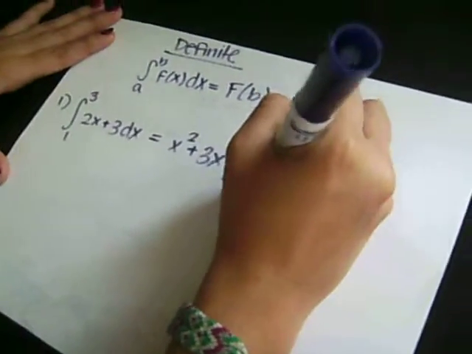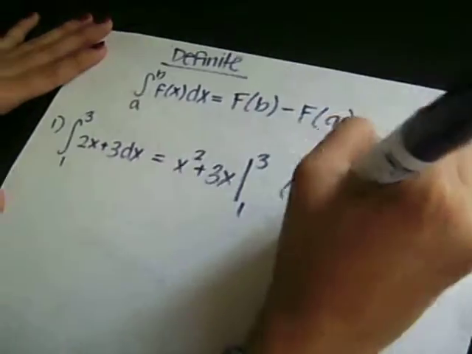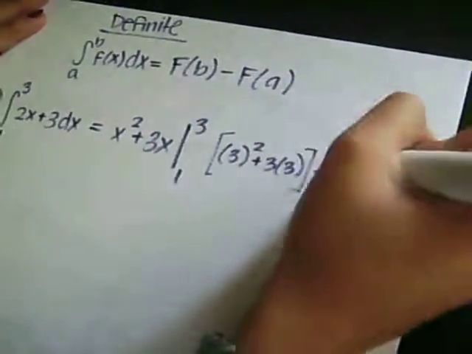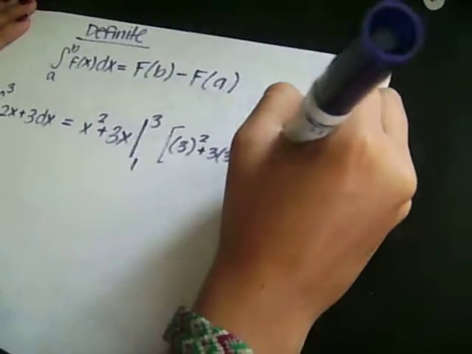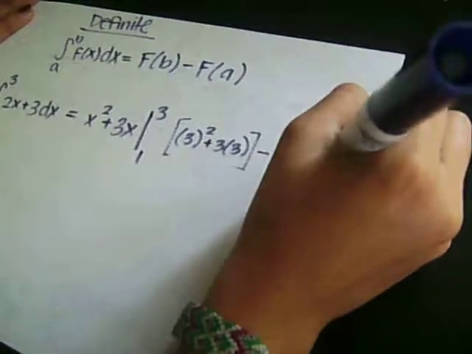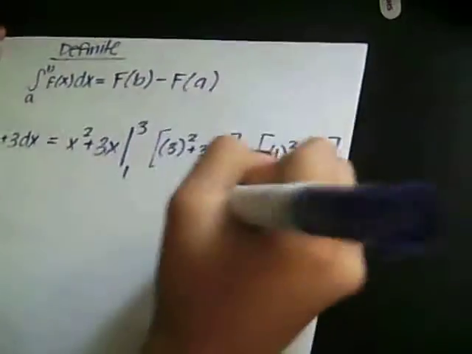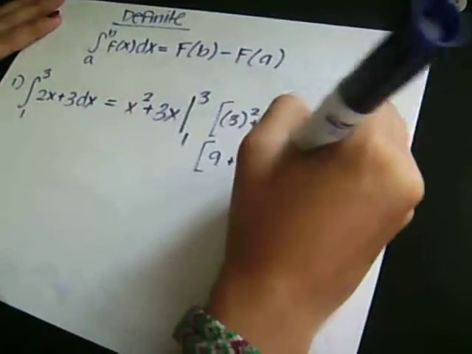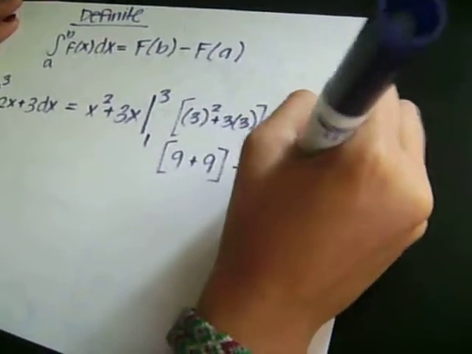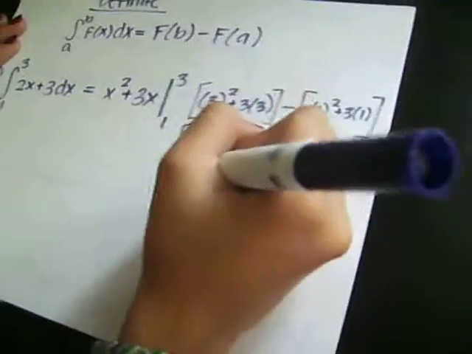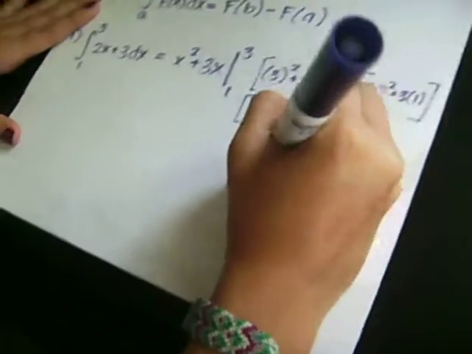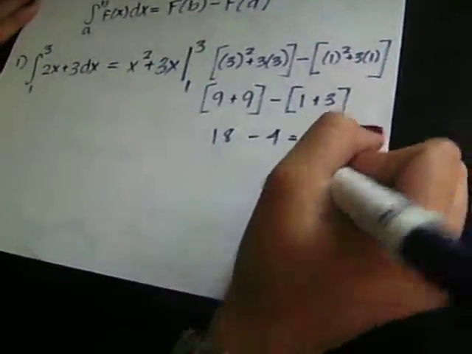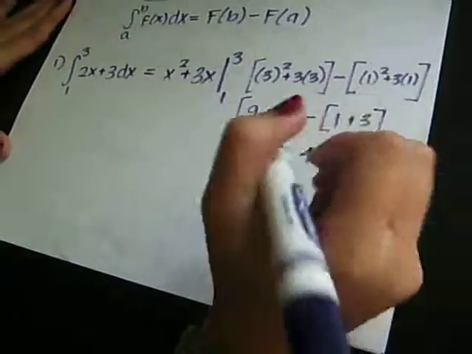So it's 3 squared plus 3 times 3 minus 1 squared plus 3 times 1. Okay, 9 plus 9 minus 1 plus 3. So this is 18 minus 4 equals 14. That would be your answer. Okay, we're done with that.